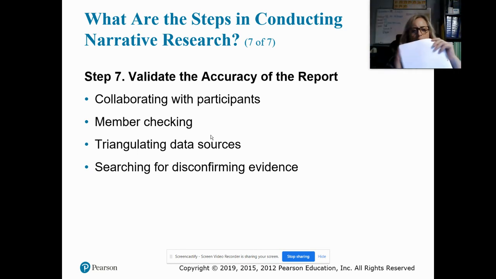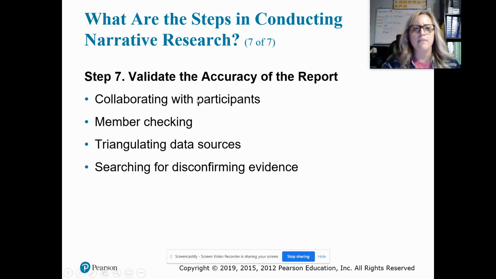That's an important step. You're going to collaborate with the participants to validate it. You're also going to do member checking or triangulating the data sources, and you're going to search for disconfirming evidence. This is a very crucial step to make sure that the information you're getting is accurate. Your book goes into really good detail on how to go about doing that.